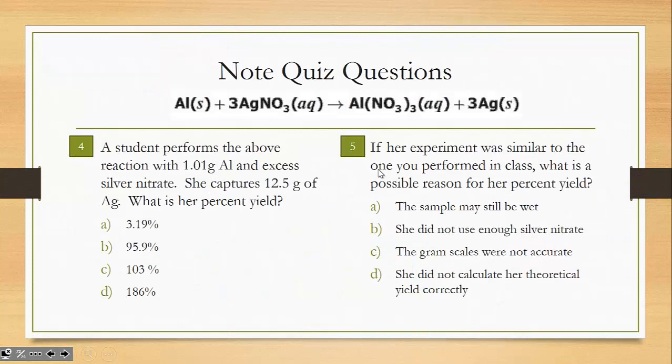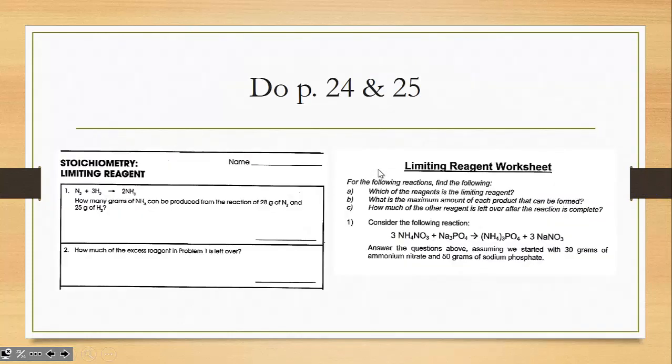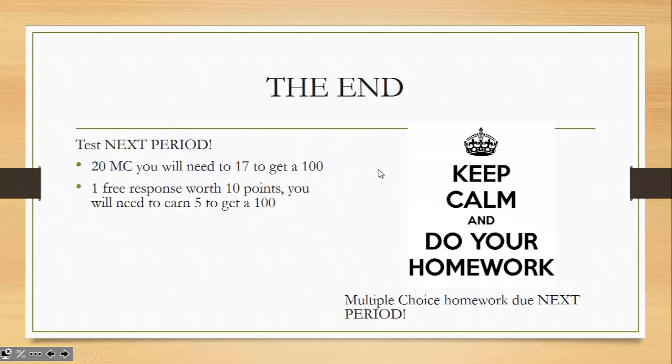So with that being said, here are your final 2 note quiz questions. You're also able to do page 24 and 25 in your packet. And that brings us to the end of Unit 7. If you are in class, we will do either the silver nitrate lab, where we isolate silver, collecting it onto the surface of a penny, or we will do the iron filings lab. It depends on how the school budget is that year.